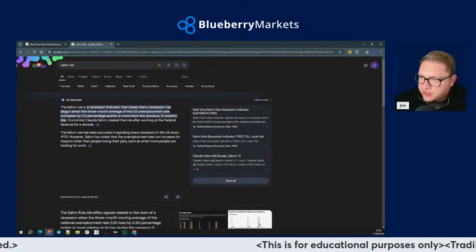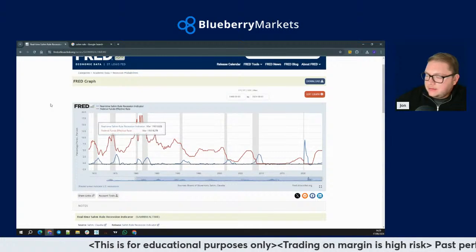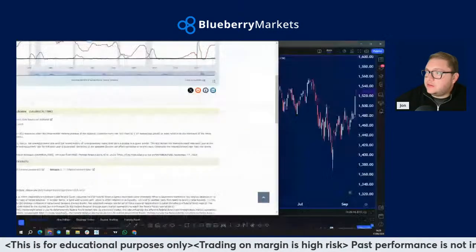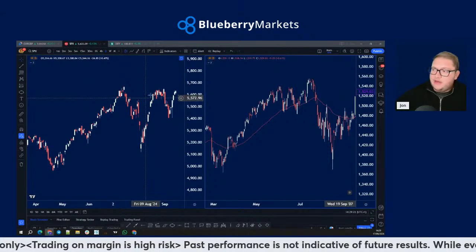Anyway, super interesting chart, I find. Let me know your thoughts. Let me know what you think about that. I might keep that to the side so I can do a little bit more research on that a little bit later. But yeah, FOMC coming up.